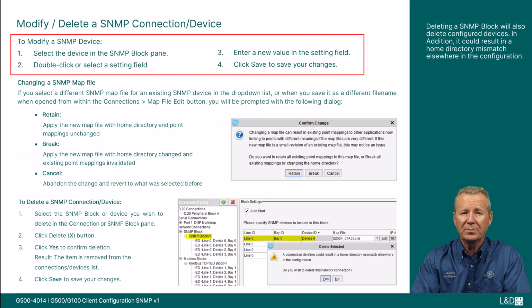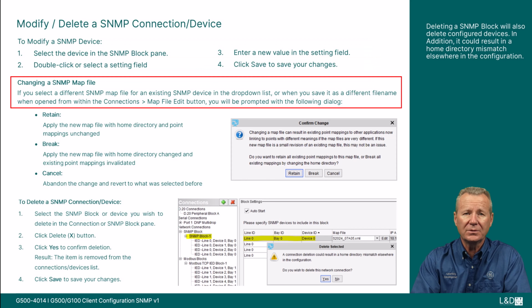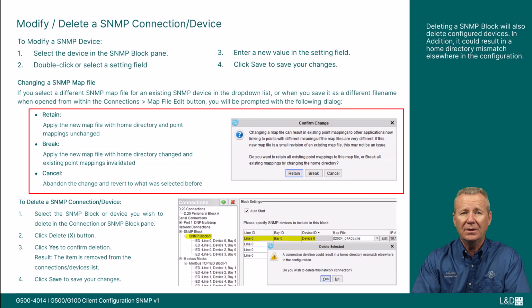To modify a SNMP device, select the device in the Connections pane, double-click or select a setting field, enter a new value in the setting field, and click Save to save your changes. If you select a different SNMP map file for an existing SNMP device in the drop-down list, or when you save it as a different file name when opened from within the Connections Map File Edit button, you'll be prompted with the following dialog. If you choose Retain, it will apply the new map file.